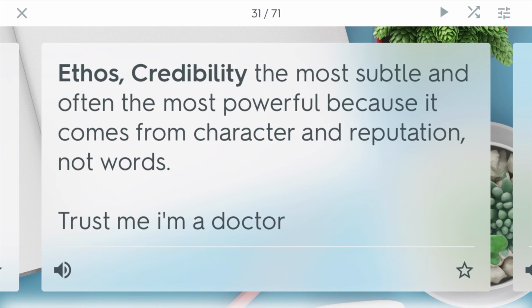Ethical appeal. This type, ethos, talks about the credibility, and it's the most subtle and often the most powerful because it comes directly from character and reputation, not necessarily words. Trust me, I'm a doctor. This is a very abstract form of appeal.